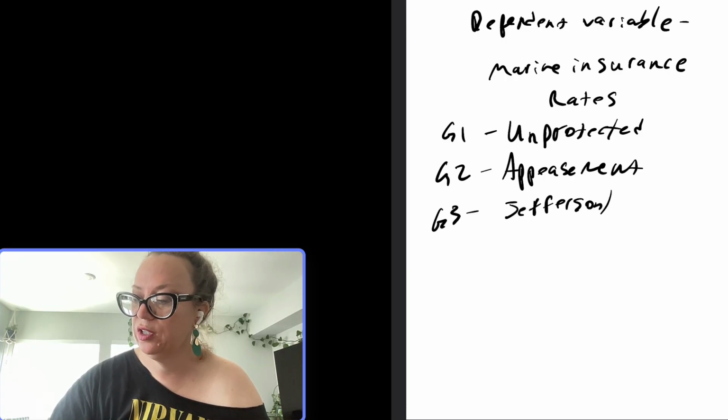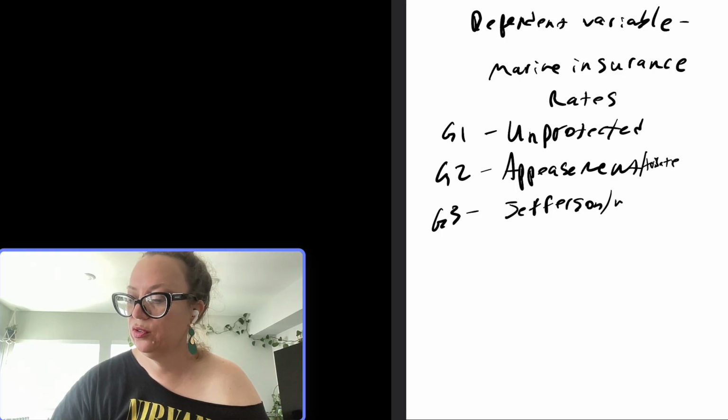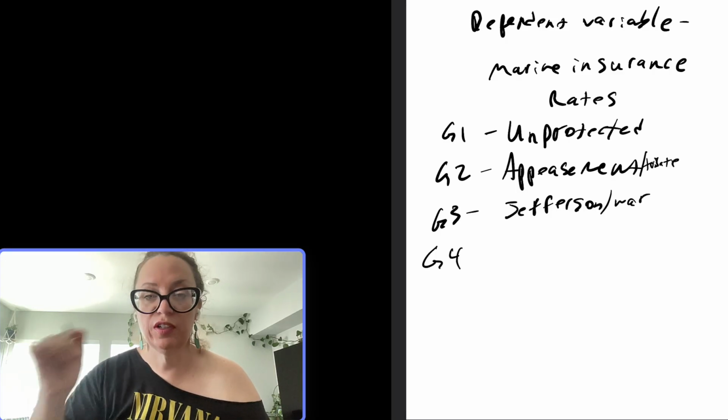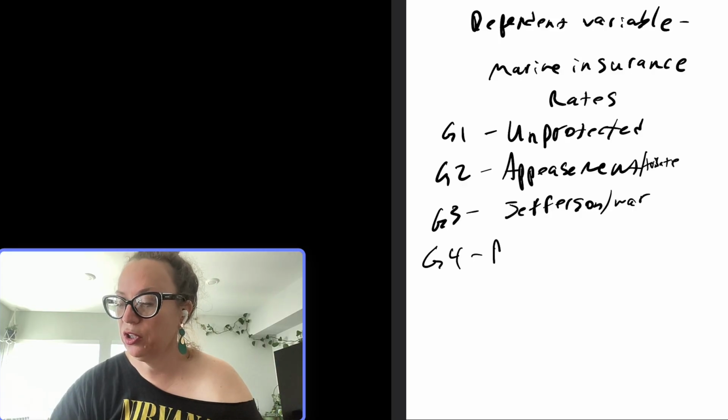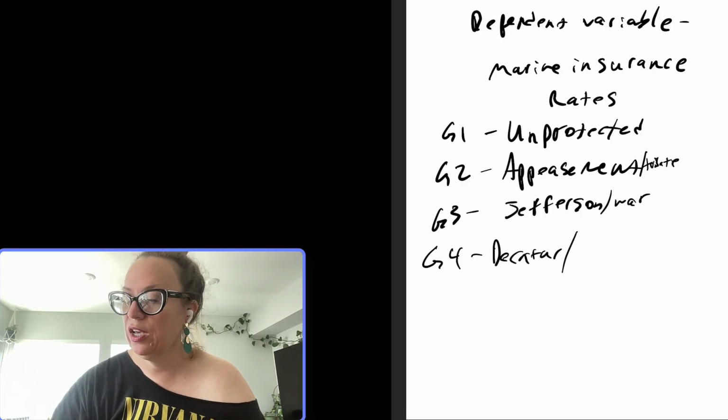Group 3 is when Jefferson came along and said war. Okay, so appeasement, tribute. We paid tribute. Jefferson threatened war. And then instead of just threatening it, Decatur came along and kicked their butts. And then we had permanent peace.